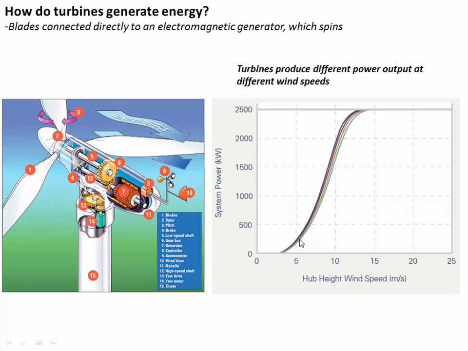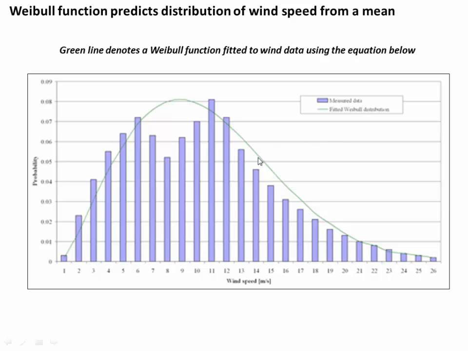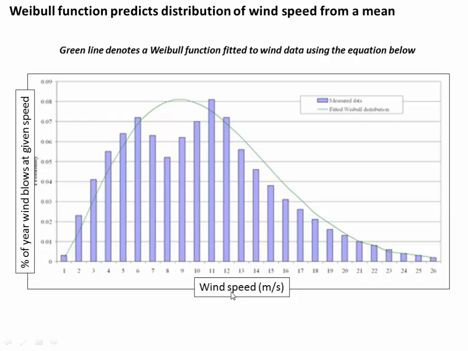So one of the ways that the wind industry predicts this stuff is by using what's called a Weibull function. So I'm showing that here. The x-axis is wind speed, and the y-axis is the percent of year that the wind blows at a given speed, or the fraction of the year. So what this shows is that if you know the mean wind speed, let's say 9 or 10 meters per second, you can use this Weibull distribution to predict the fraction of time in the year that it blows at all these other wind speeds, higher and lower.